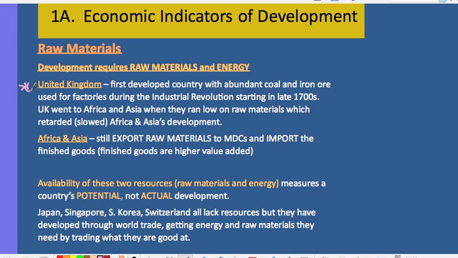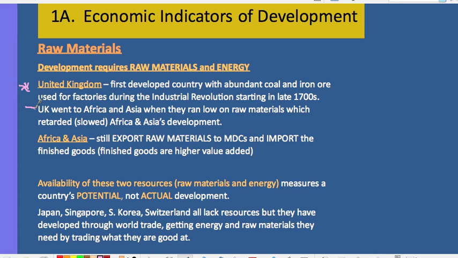Now, when the UK was starting to run out of its coal and iron ore, they went looking elsewhere to get those raw materials, especially to Africa and to Asia. And they basically took those raw materials from those regions to use in their factories. And eventually, the United Kingdom colonized large parts of Africa and Asia, particularly India. And because of that, and constantly taking those raw materials from these countries, it slowed the development of Africa and Asia.